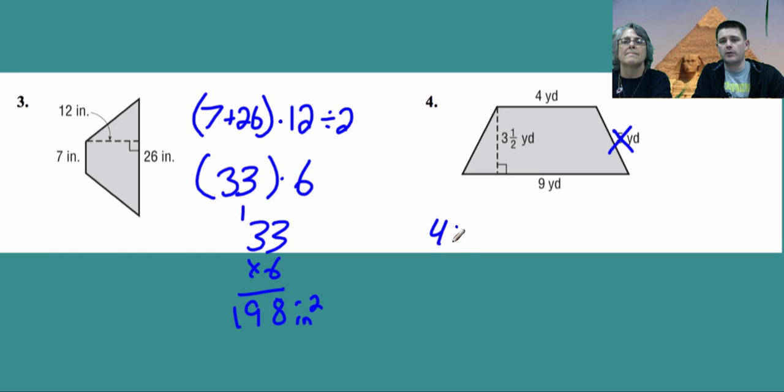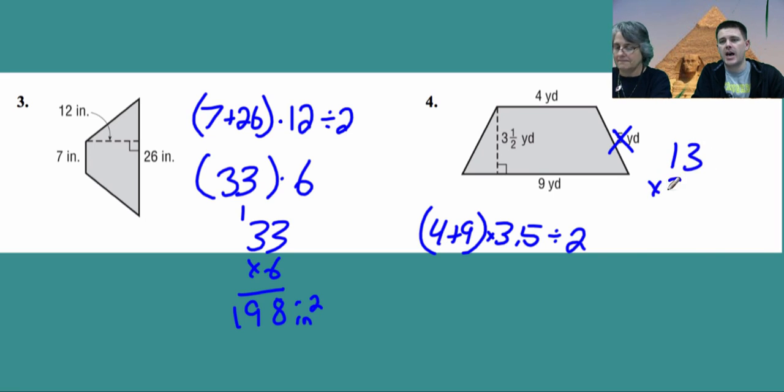So go ahead and add them together. 4 plus 9 are 2 bases. Multiply times our height. Would you rather write this one as a decimal? This would be a great one as a decimal. So 3.5 instead of 3 1/2. And then we always come back and divide by 2. Ew. Yeah, you gave us an ugly one here. 4 plus 9 is 13 times 3.5.